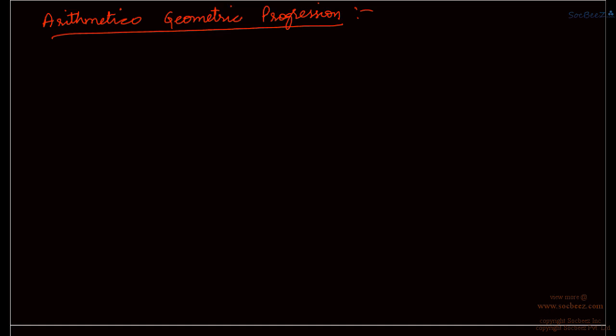So what exactly is an arithmetico-geometric progression? Any series of the form ab, (a+d)br, (a+2d)br², look closely at the terms here. Any series of this form is called an arithmetico-geometric progression. Now, why exactly is it called that way?